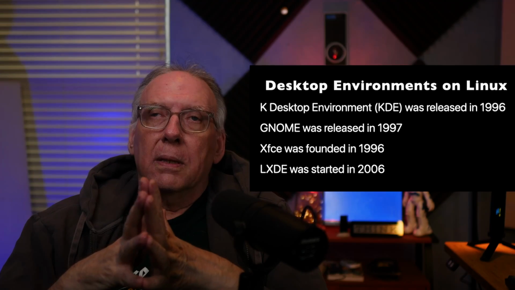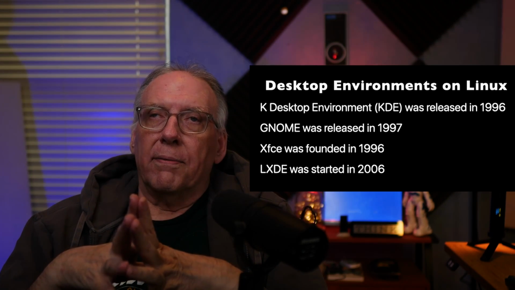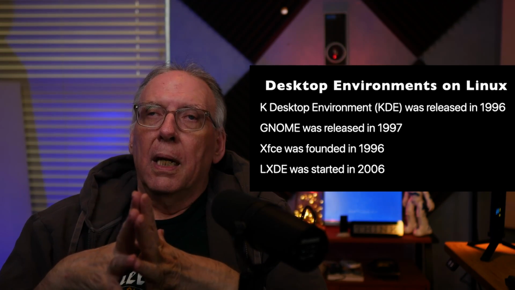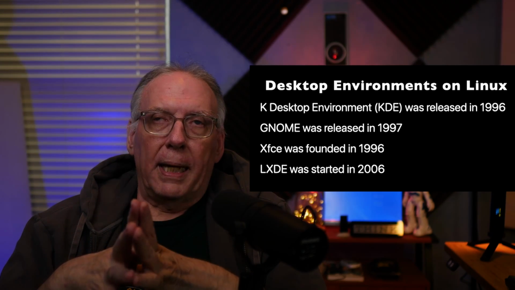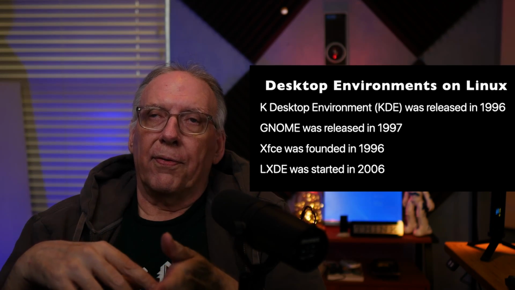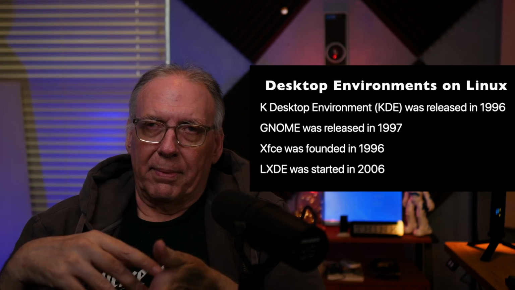On the desktop environments in Linux, how many are there? Well, the K desktop environment was actually the first in the Linux world for building a desktop environment. That was released in 1996. GNOME came along a year later in 1997. Xfce was founded in 1996, but I think they released about the same time as GNOME.